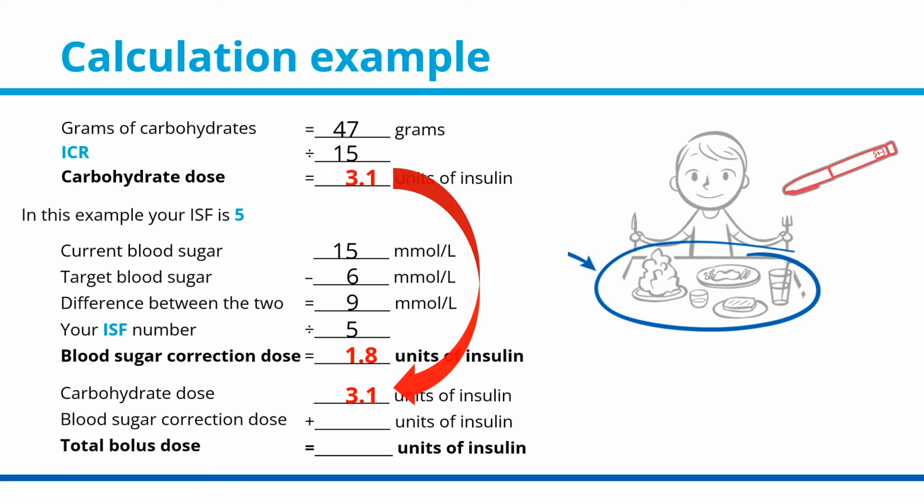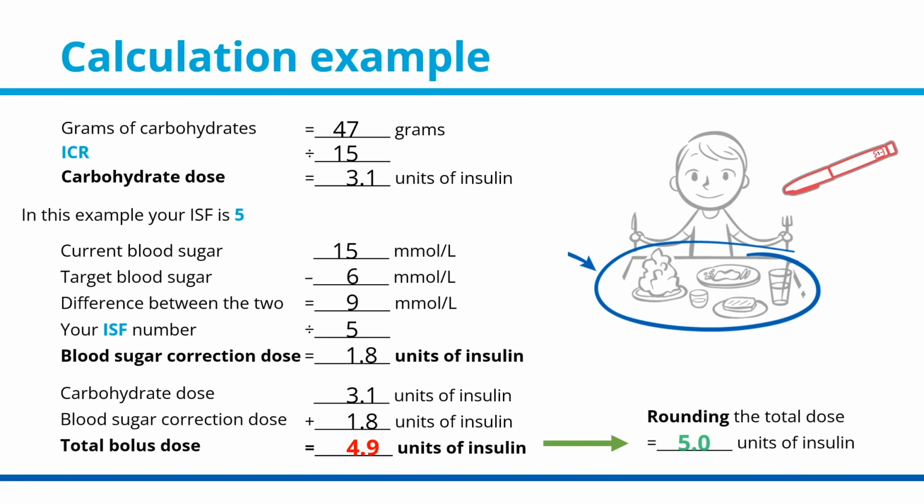Finally, the carbohydrate dose is 3.1 units of insulin. Your blood sugar correction dose is 1.8 units of insulin. 3.1 plus 1.8 gives you a total bolus dose of 4.9 units of insulin. In our example of 4.9, when using a half unit pen, you would need to round up the final total dose of insulin to 5.0 units. When using a whole unit pen, you would round the final total dose of insulin up to the nearest whole number, again, from 4.9 to 5.0 units of insulin.